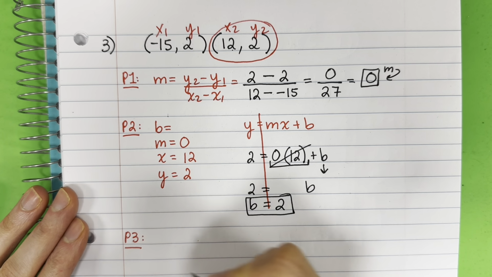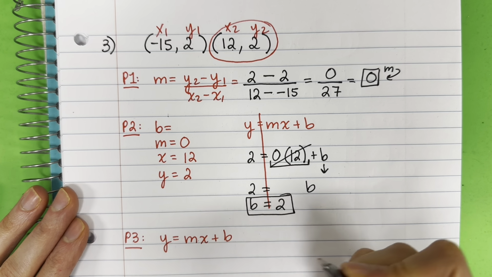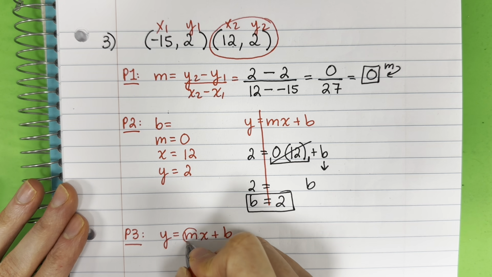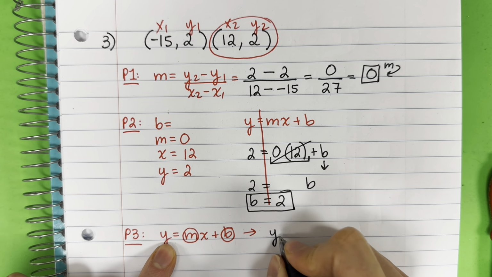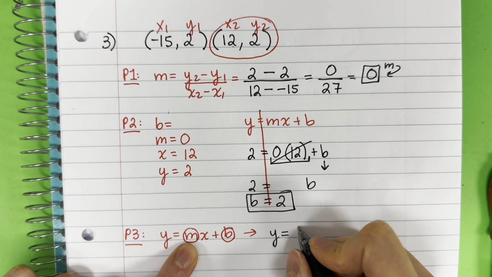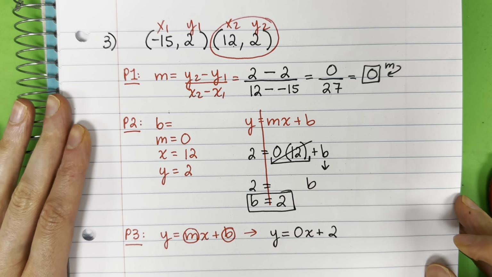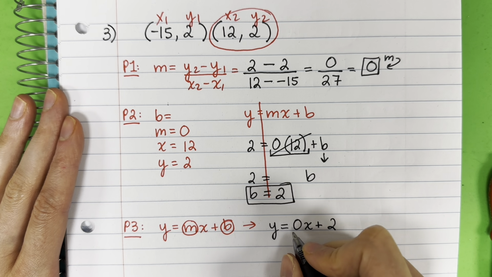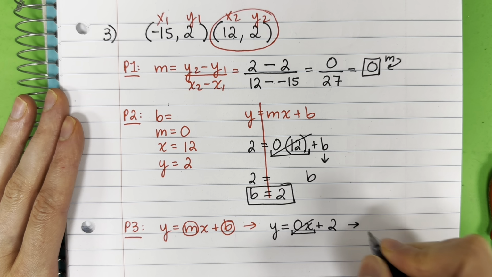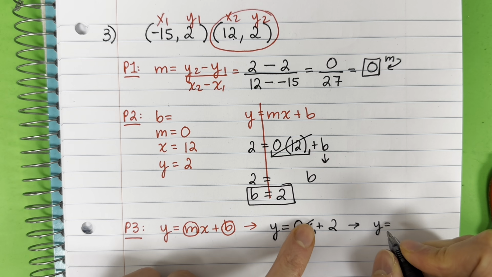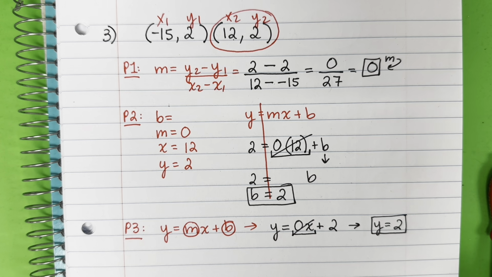Part 3. We're going to go ahead and change our slope-intercept formula to have numbers. Remember, the numbers go in the m and the b. All right, here we go. Y equals m is 0, x plus b is 2. What is 0x? 0x is nothing. It cancels. All right, so go ahead and just write y equals, this is canceled, 2. Y equals 2. That's your answer.